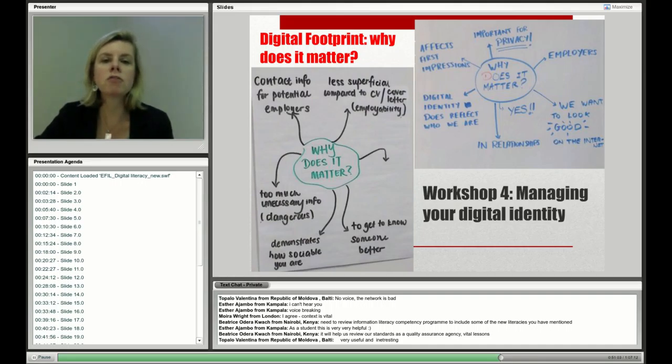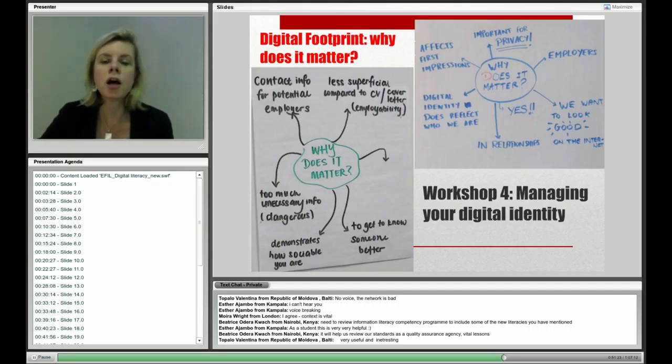But we had some really interesting discussions here about ways that you could manage your digital identity, things that you could do, the ethics actually around whether it was right to look somebody up on Google before you interviewed them or before you met them as well, that it might create a false impression of them.